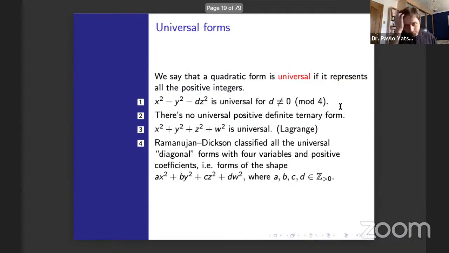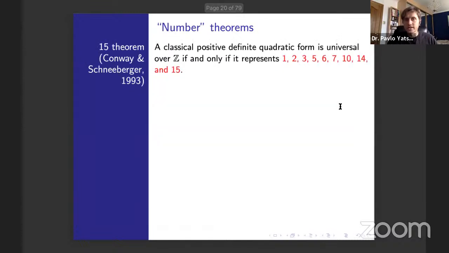One who knows slightly about Ramanujan knows he lived in the early 20th century, so that's kind of what happened. And then there was a recent breakthrough in the late 20th century, the so-called number theorems. We begin with the 15 theorem, which was conjectured by Conway.